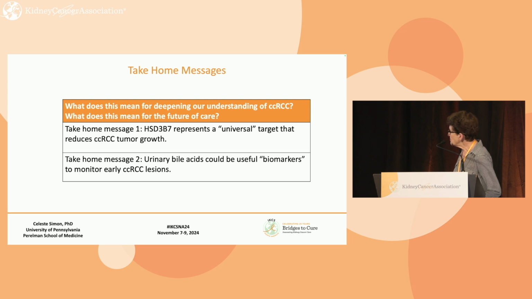And so the take-home message is, number one, we think this is an example of a universal target that we can exploit. As Abhishek mentioned, this is also a protein that's completely independent of HIF-2 alpha regulation. So again, this could be something that could be combined with HIF-2 alpha inhibitors or used in the acquired resistance to HIF-2 alpha inhibitors. And we would like to suggest that bile acids in the urine could also be in some way a biomarker to monitor early renal cancer lesions.